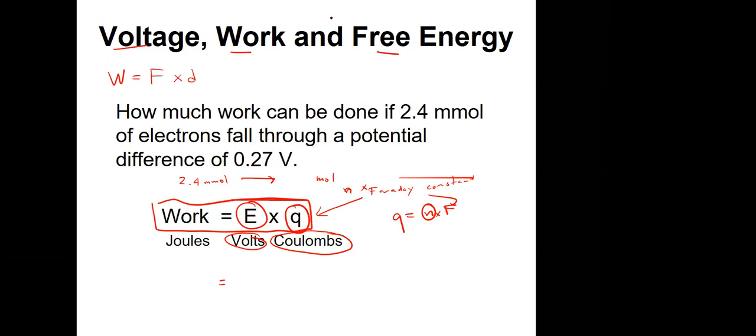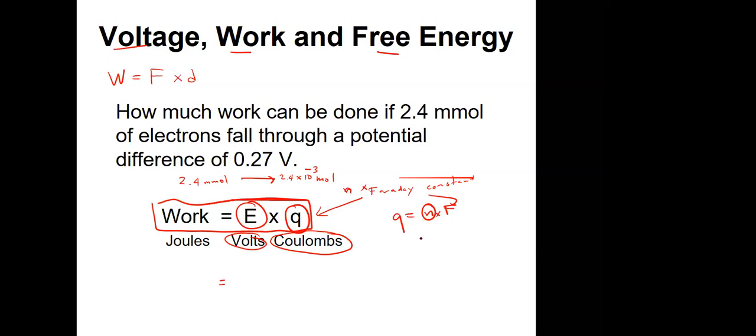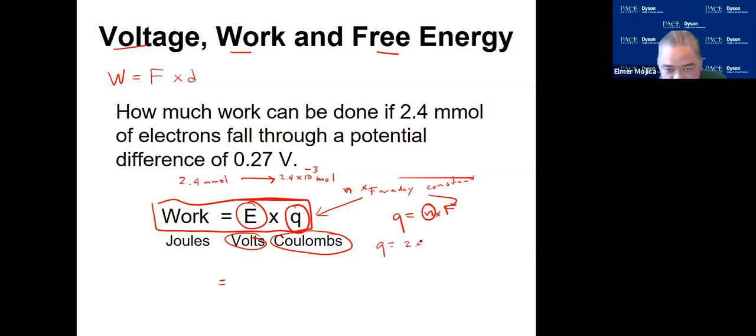Divided by 1,000. So that would be 2.4 times 10 to the negative 3, right? So if I'm going to get this Q first, 2.4 times 10 to the negative 3, and then multiply it with the 96,484 C per mole. And I can use it here. And I have to multiply it with 0.27 volts.